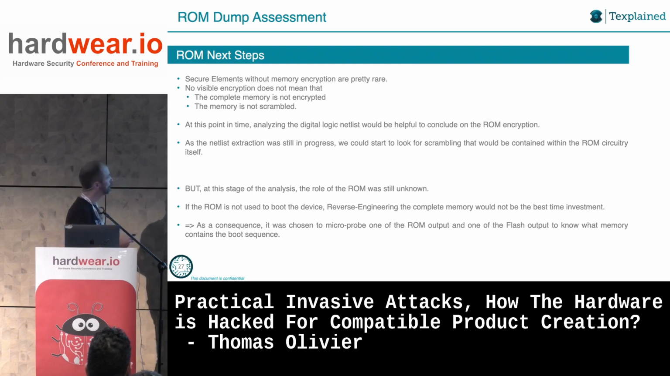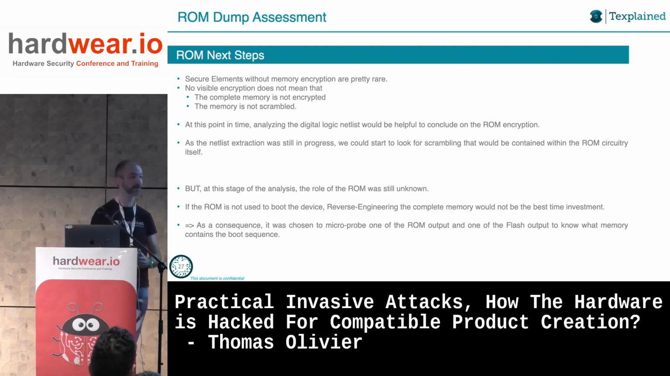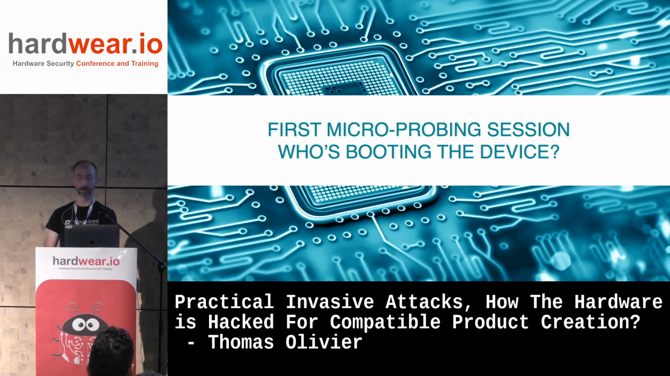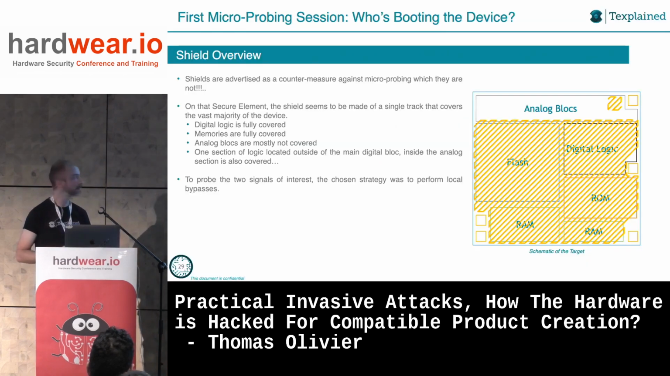So what we decided to do is to first check if the ROM was booting. Because if I don't boot on the ROM and I boot on the flash, trying to dump the ROM in the first place might not be the right strategy. So to do this, we did microprobing. The question is just who's booting the device. So the idea here is we have a chip and we wanted to probe one bit of the ROM, right?